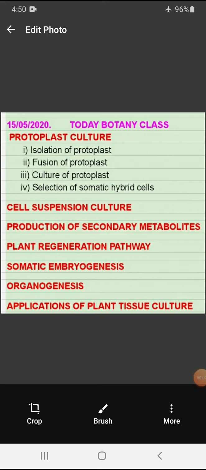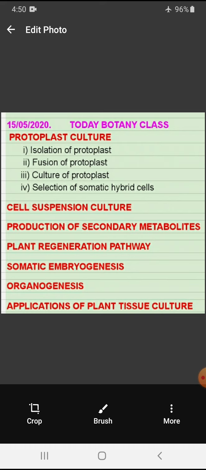Good morning, students. Yesterday we finished techniques involved in plant tissue culture. The basic steps involved in plant tissue culture technology are sterilization, media preparation, culture condition, induction of callus, embryogenesis, hardening. Then we discussed types of plant tissue culture.